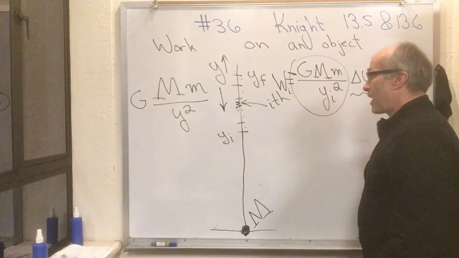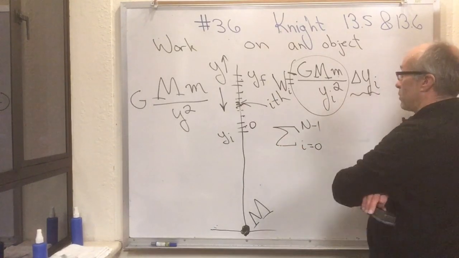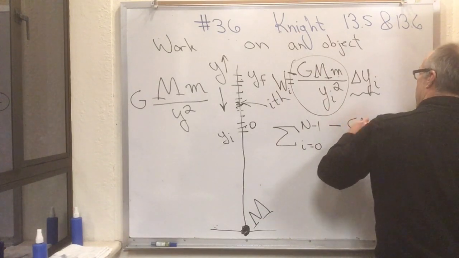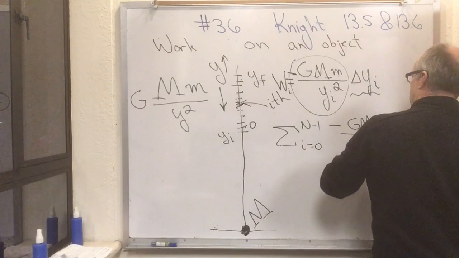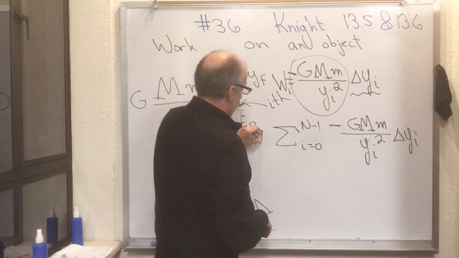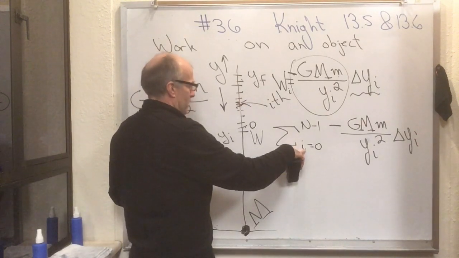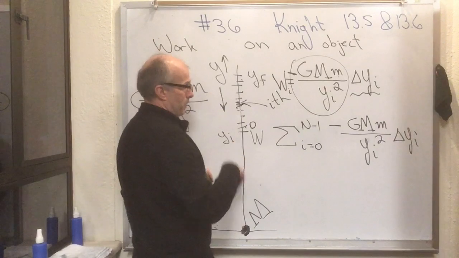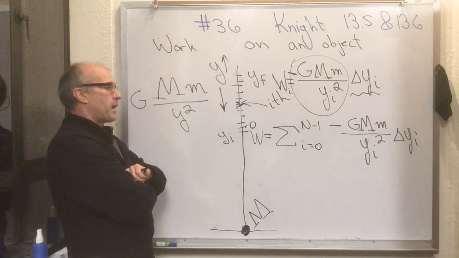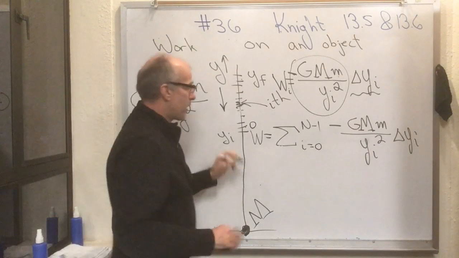Now let's sum all those up. If we bust this up into chunks numbered from 0 to n minus 1, then we have the sum from i equals 0 to n minus 1 of, well, we got that minus sign there, so minus G M m over y i squared times delta y i. And that is the total amount of work done as you go from y initial to y final. Don't confuse that i there, which is just an index, with that i there, which just means initial. Okay, so the total amount of work done is that. Now, I've argued enough times at this point that this is a Riemann sum, and it turns into an integral in the limit that delta y i goes to 0. And what integral is it?